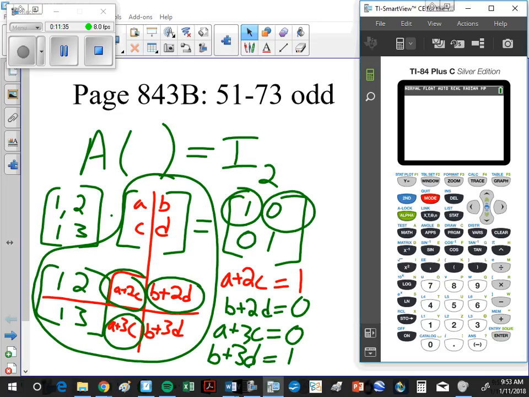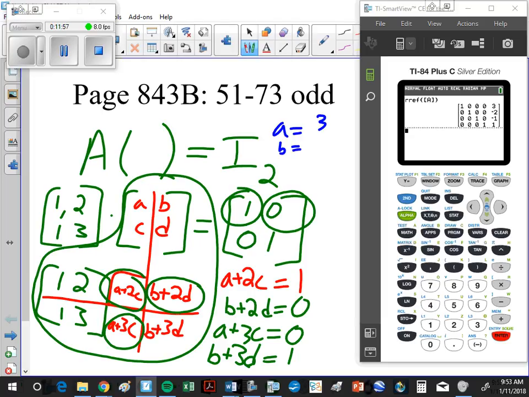So exit out. Second matrix. We want to do the RREF of matrix A. And don't worry, we'll never do this again. This is a really long way to do it. But I end up with A equals 3, B equals -2, C equals -1, and D equals 1.